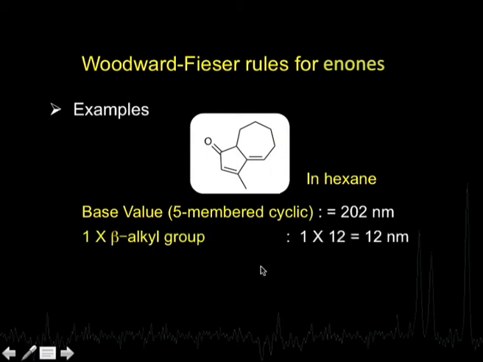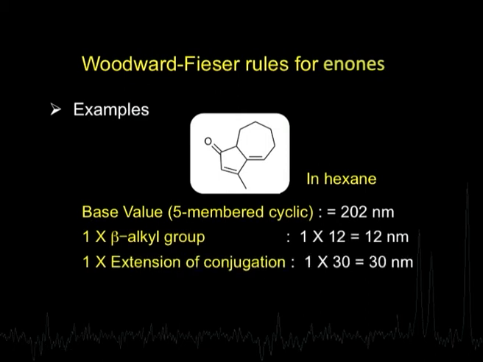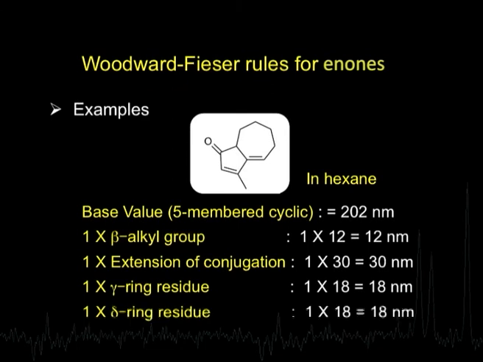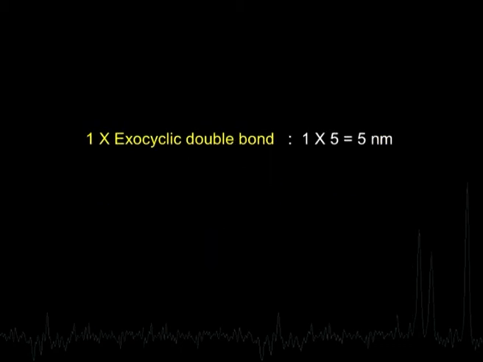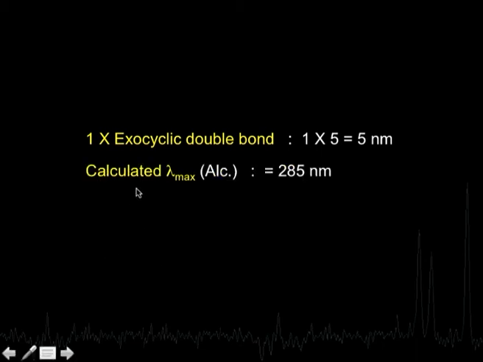If I put in the contributions: an alkyl group at the beta position gives me 12 nanometers, extension of conjugation gives me 30 nanometers, a gamma ring residue gives me 18 nanometers. We are used to this. Then a delta residue gives me 18 nanometers again, and we also have one exocyclic double bond, which we understand. What's important is that from all this, the value of lambda max calculated with alcohol as the solvent comes out to be 285 nanometers.